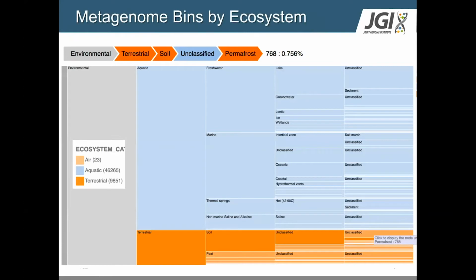You can also peruse the bins by their ecosystem classification. So in this particular example, I've drilled down from terrestrial samples down to permafrost, and it's telling me that there are 768 bins that have been called from samples that are attributed to permafrost. And as I mentioned, we have a webinar series. I have links to all of these in the PDF document that I think you either already have or will receive shortly. So check out the webinars, and maybe it'll be of some value.